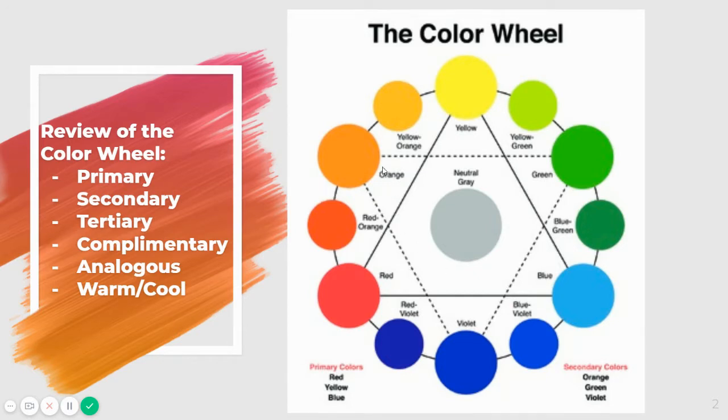Now these colors in between our secondaries and our primaries are called tertiaries, and these are made when we mix a primary and a secondary together. So yellow and orange makes yellow-orange. Notice that we always put the name of the primary color before the name of the secondary.